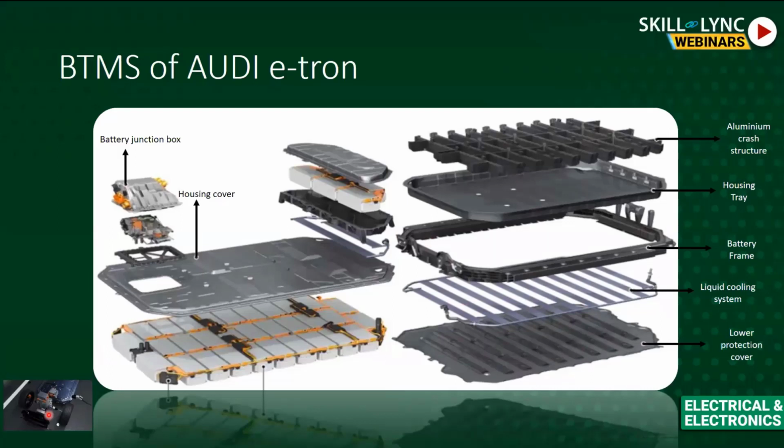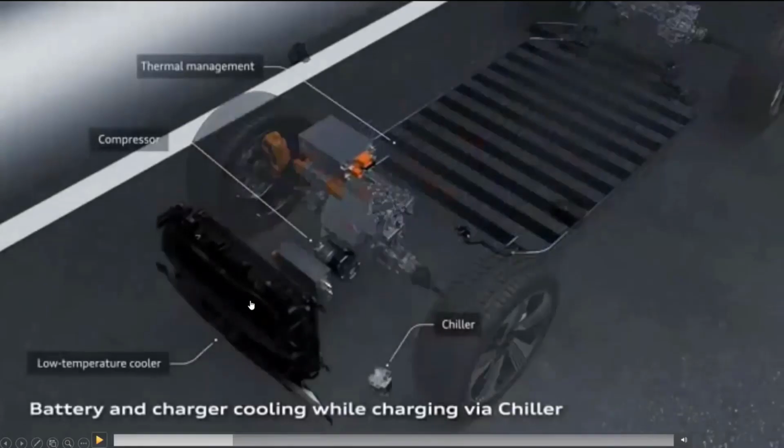I'll show you a small video here, about what we spoke of when we were talking about the active liquid cooling system. You can see here is the chiller, here is the compressor, and this thermal management part is the liquid cooling plates. There will be a coolant circuit inside these liquid cooling plates, and then an outside circuit of refrigerant flowing through the chiller, compressor and evaporator. Low temperature cooler means the evaporators and condenser, and then it goes through these liquid cooling plates and tries to heat or cool our battery pack.